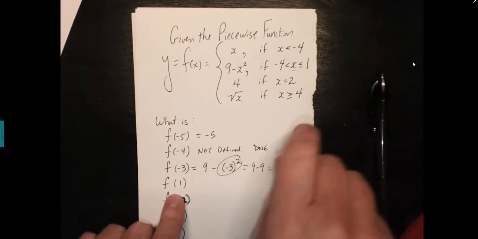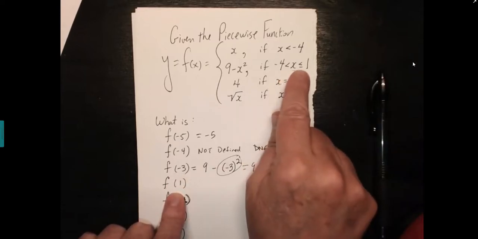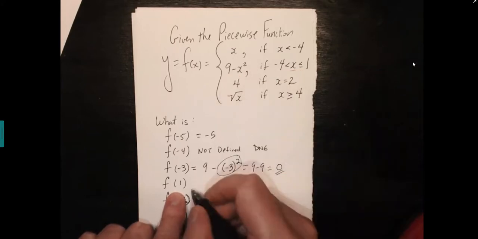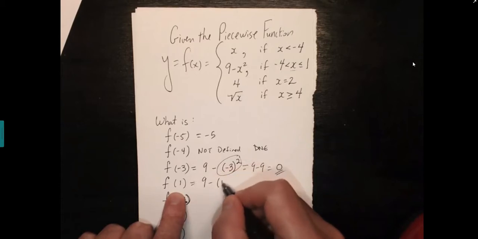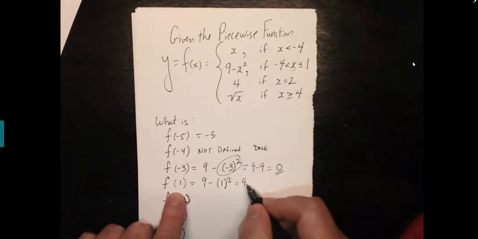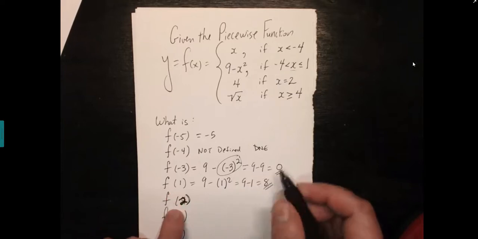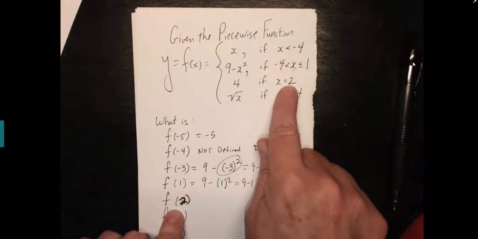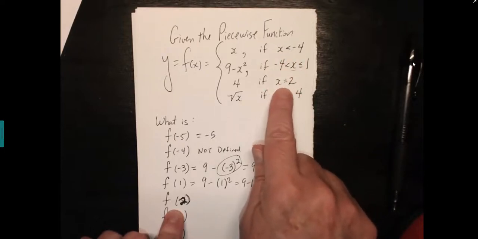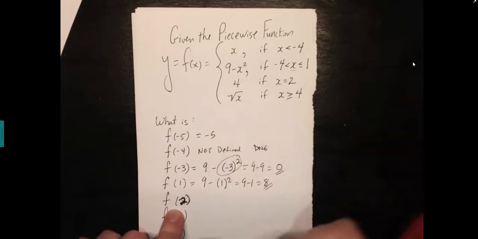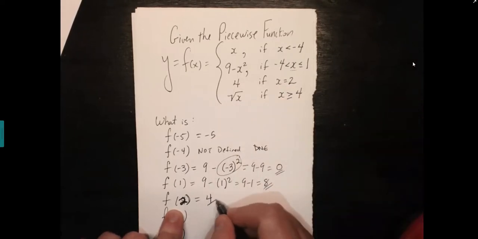What about f evaluated at 1? Well, 1 does live in here because of the symbol. So I will use this formula again, and so wherever there's an x, I'm replacing it with the number 1. So I'll have 9 minus 1, and I'll get 8. What about f evaluated at 2? Not here, but it's right there. If x is equal to 2, then f of x is equal to 4. So f of 2 is equal to 4.